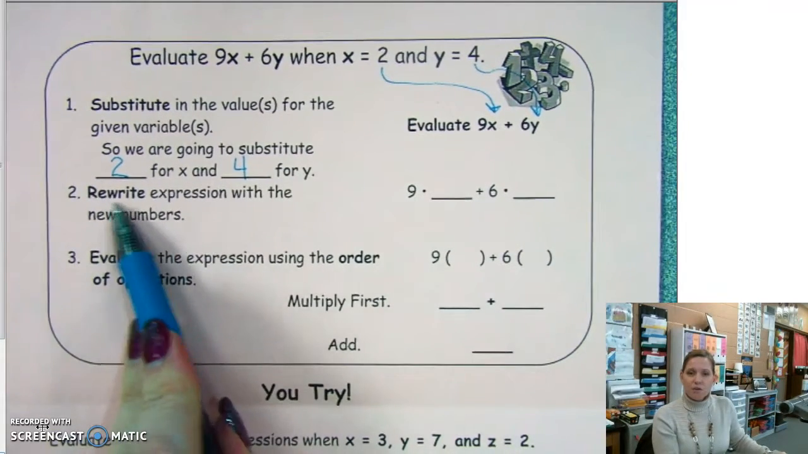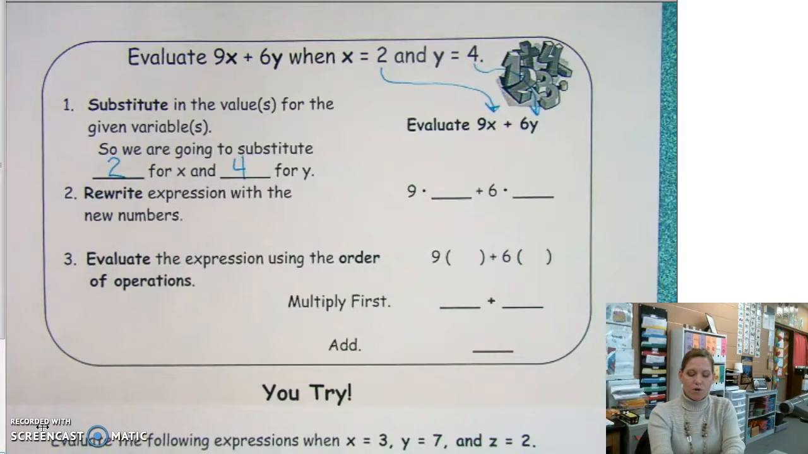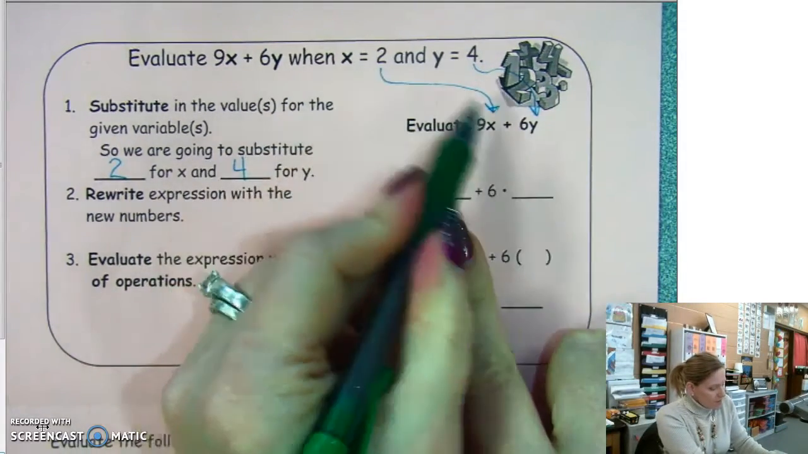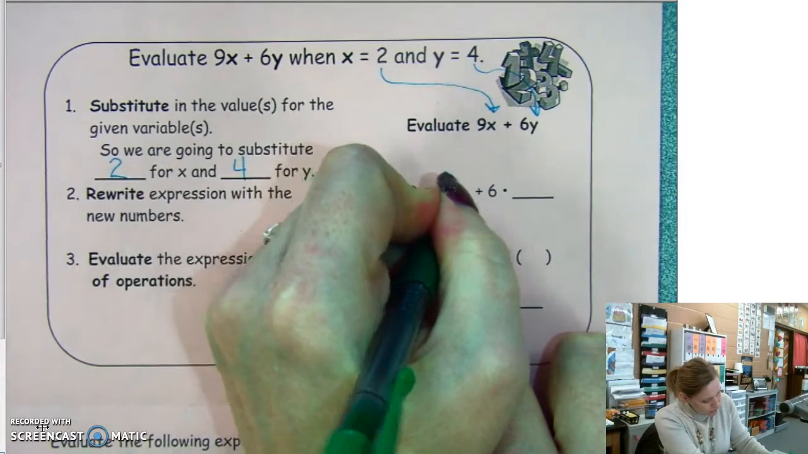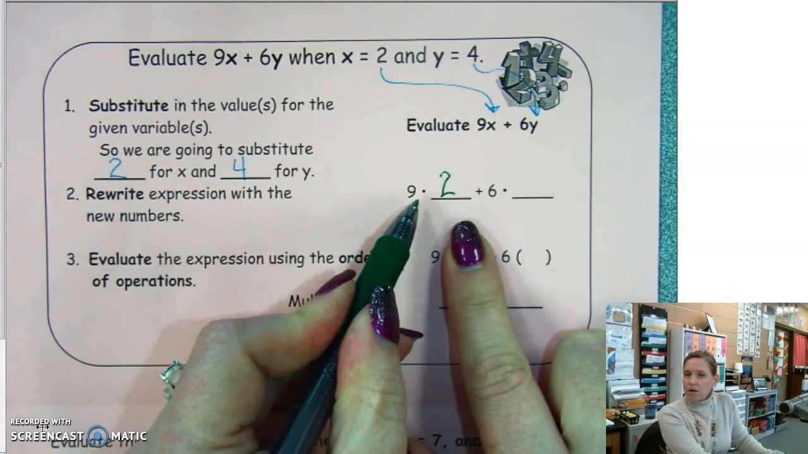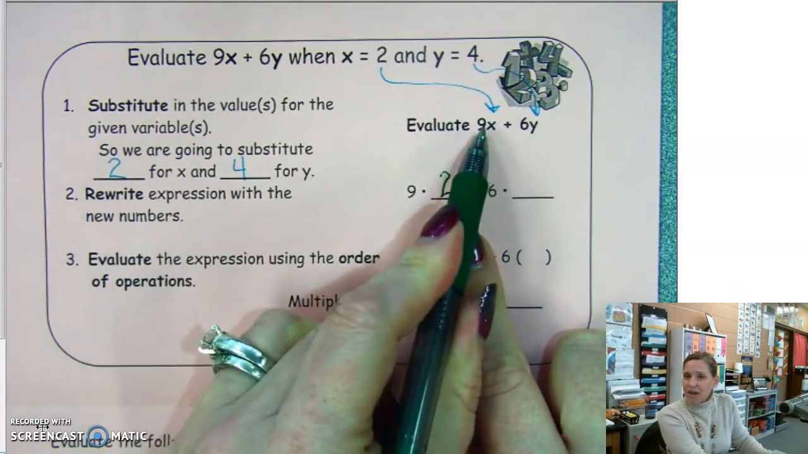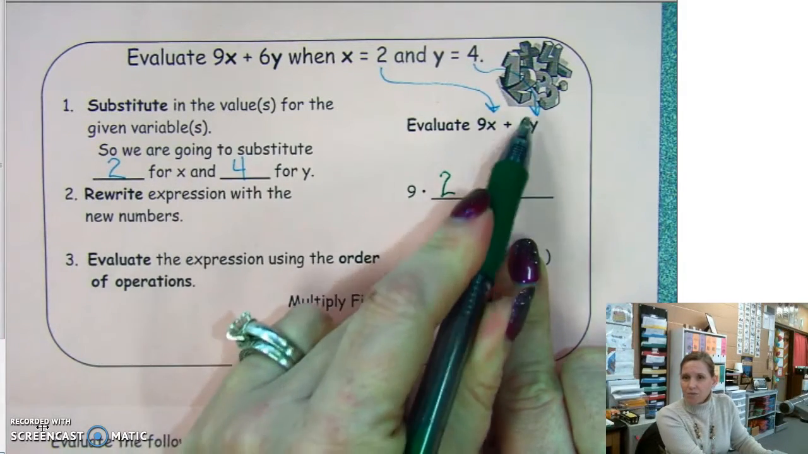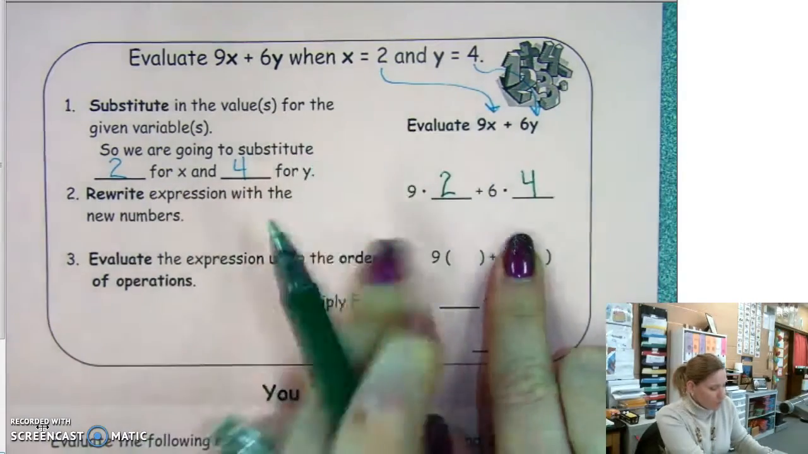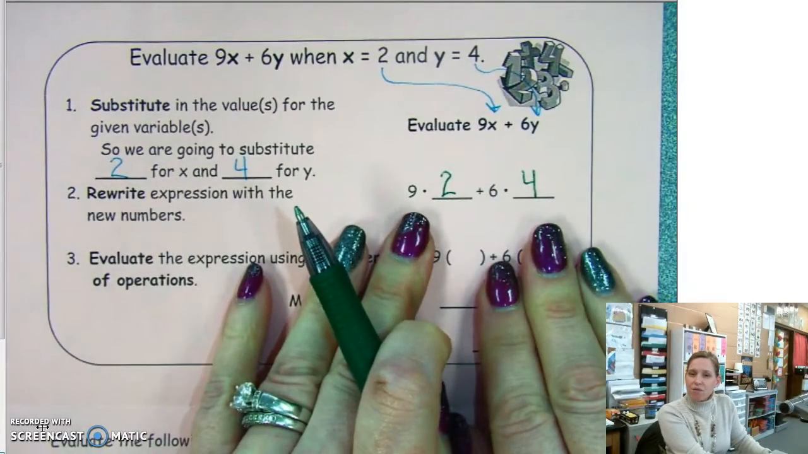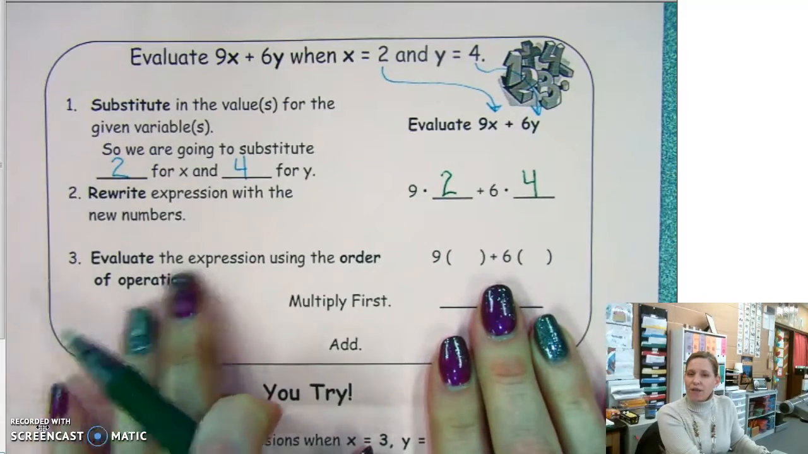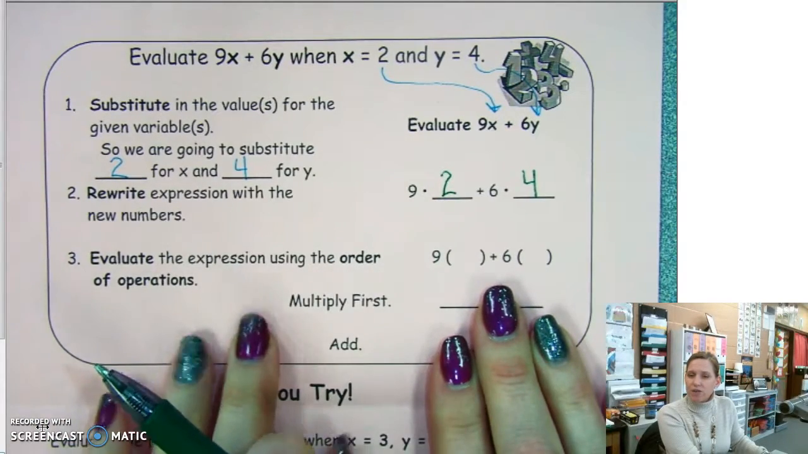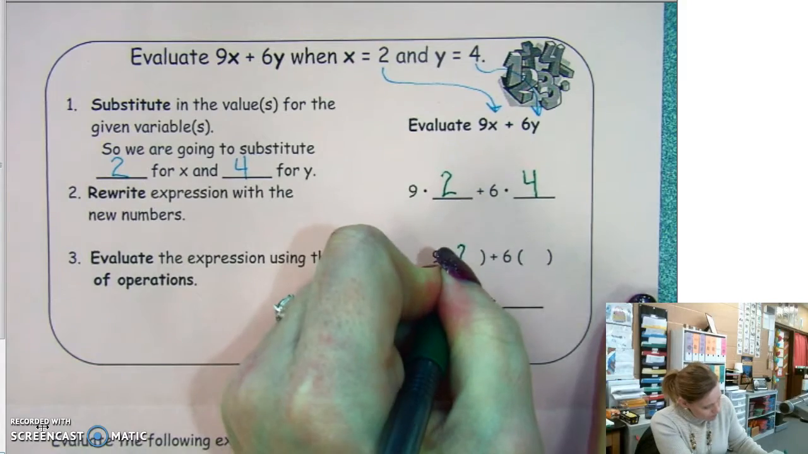So the next thing we're going to do is rewrite this expression. We're going to rewrite it so we get rid of the x and the y variables so we can actually solve it. So now, the x is now a 2, we're going to put a 2 in place of the x. And notice I put the little dot to represent multiplication to remind myself this is 9 times x plus 6 times y, and this y is now the 4. So that's what my problem looks like now. So all I have left to do is evaluate the expression using my order of operations. So I'm going to put my numbers back in.